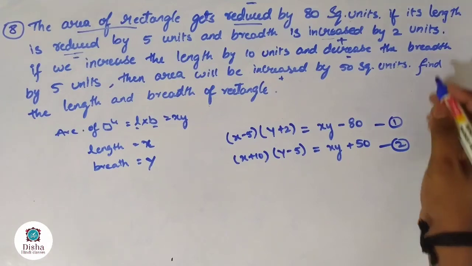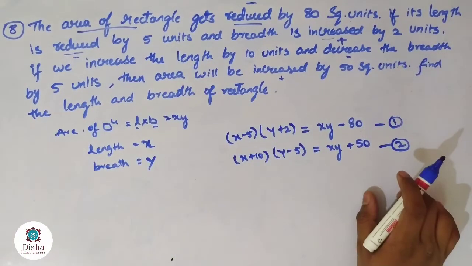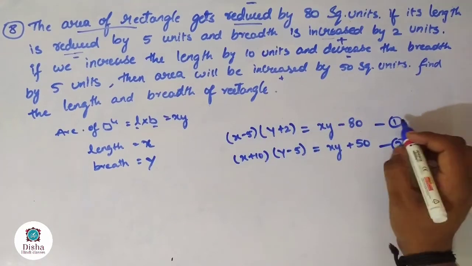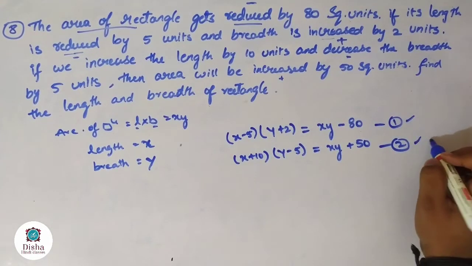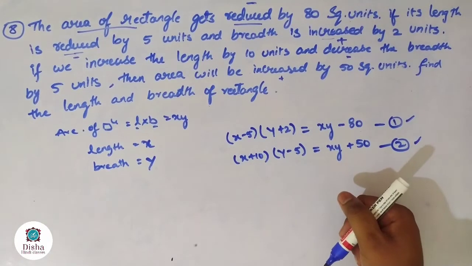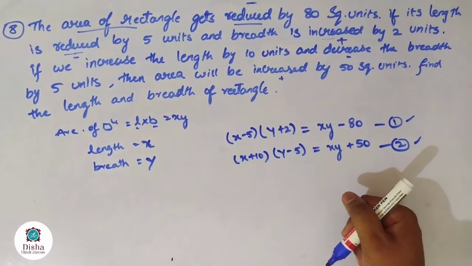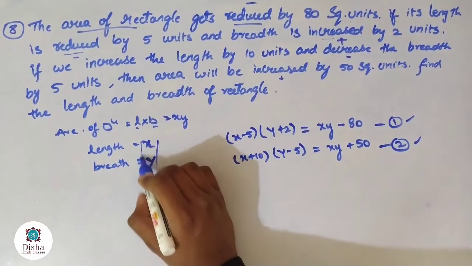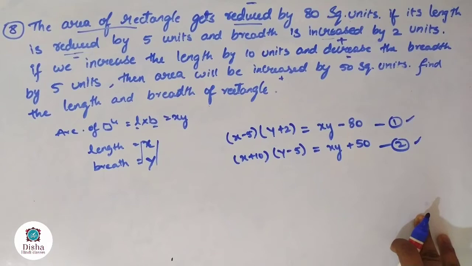Now what we have to do is find the length and breadth of the rectangle. So these are the two raw equations. Now we have to first solve equation 1, then equation 2, then we'll get x and y values, then we have to plot them in the graph and we'll get the value of x and y, or length and breadth. So let us start doing it.